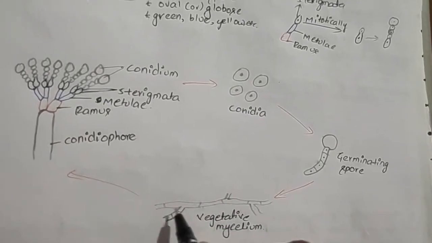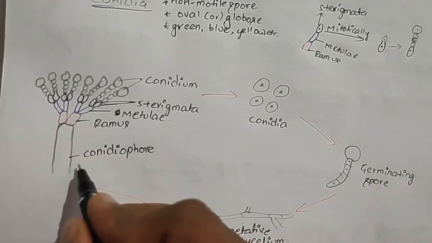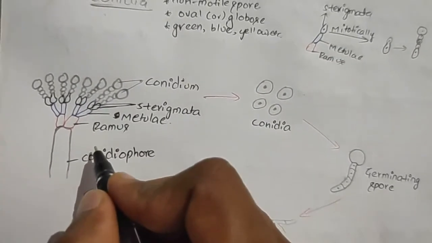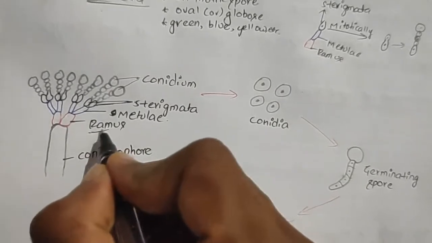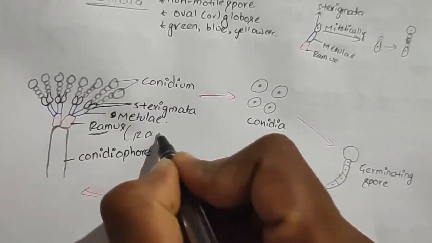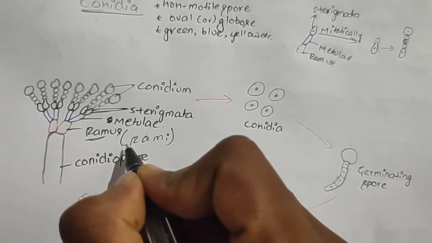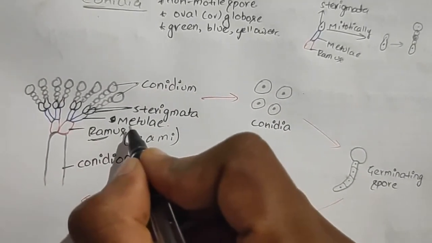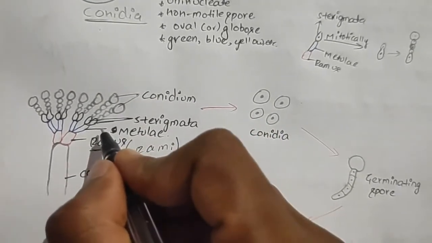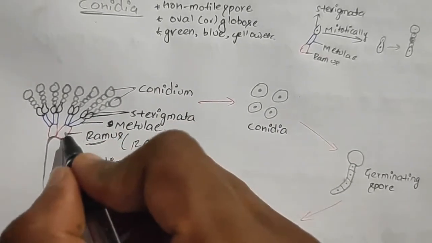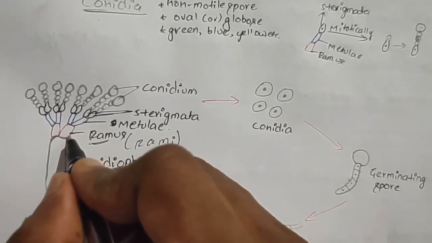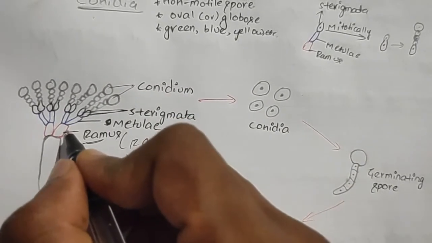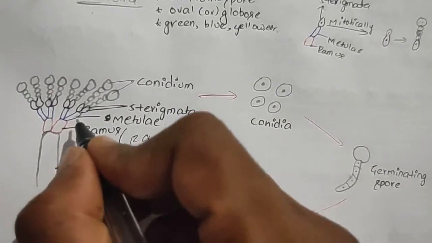Any cell of the vegetative mycelium gives rise to an erect branch known as the conidiophore. This conidiophore may be branched or unbranched. The branch of the conidiophore is known as the ramus, plural rami. The thing written in red color is the ramus, and this ramus gives further branches known as the medullae. The thing written in blue color is the medullae.